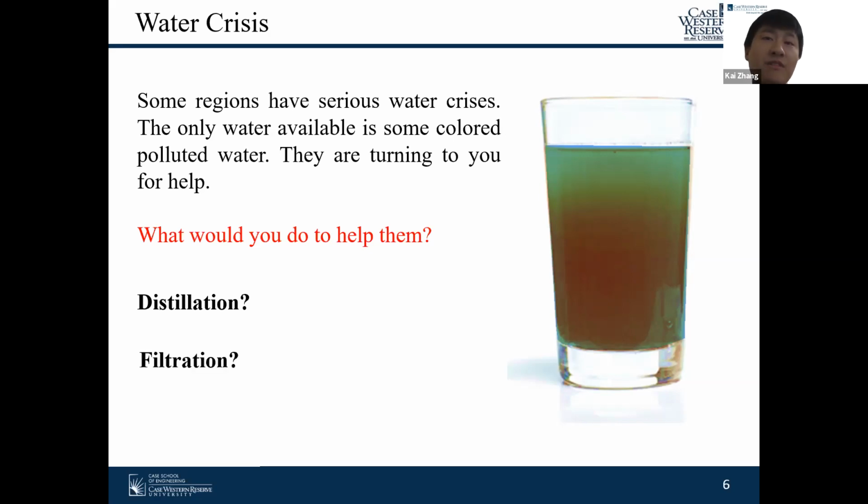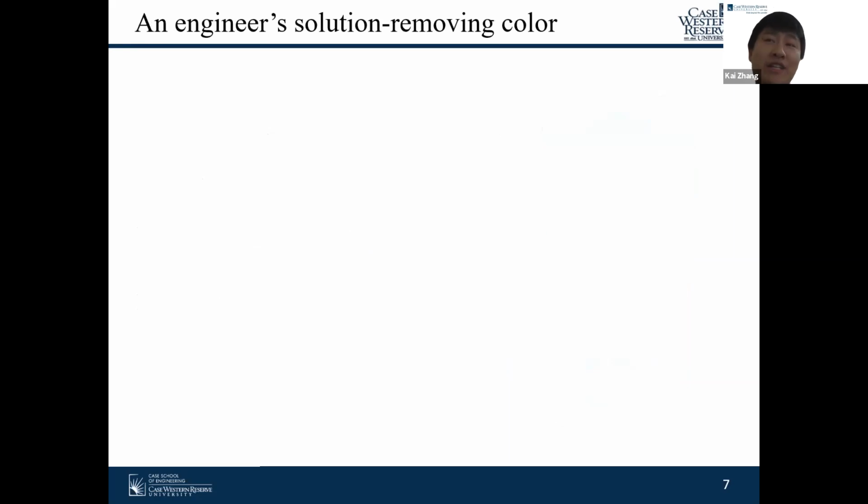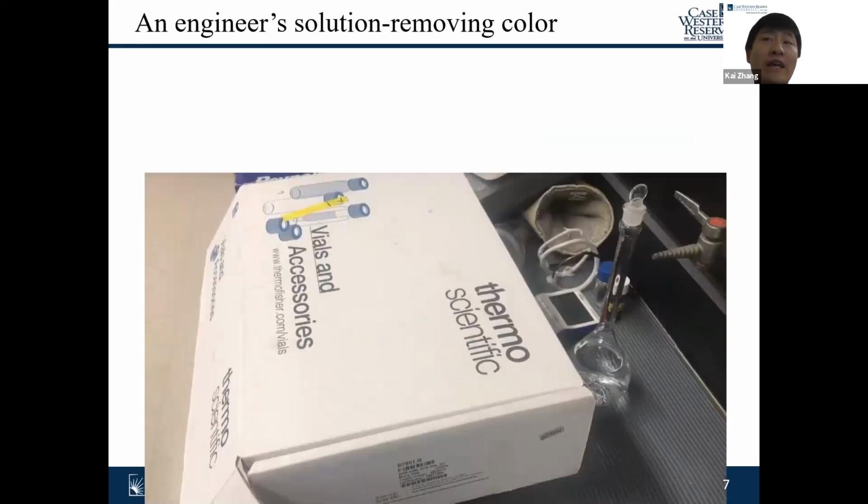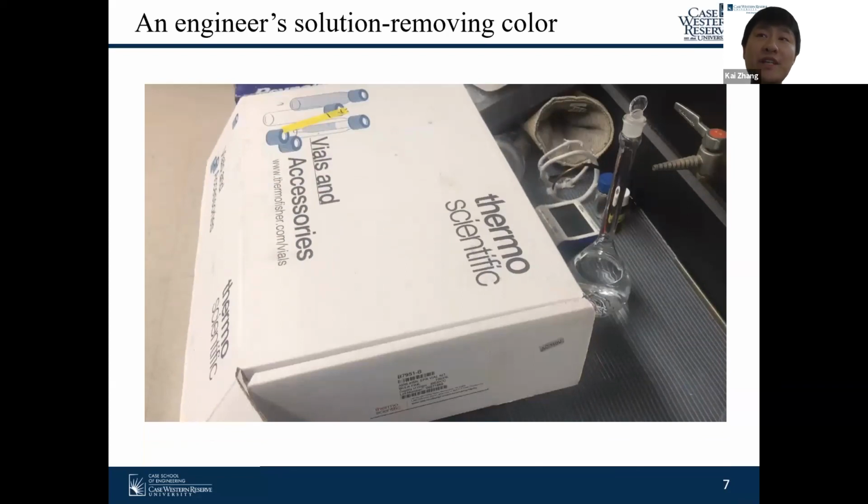So I may have a second way: filtration. It can work especially for the solids, but it may not be sufficient to remove the color. So what would an environmental engineer choose to do? Let's see their answer. The first one, they would try to do physical treatments.